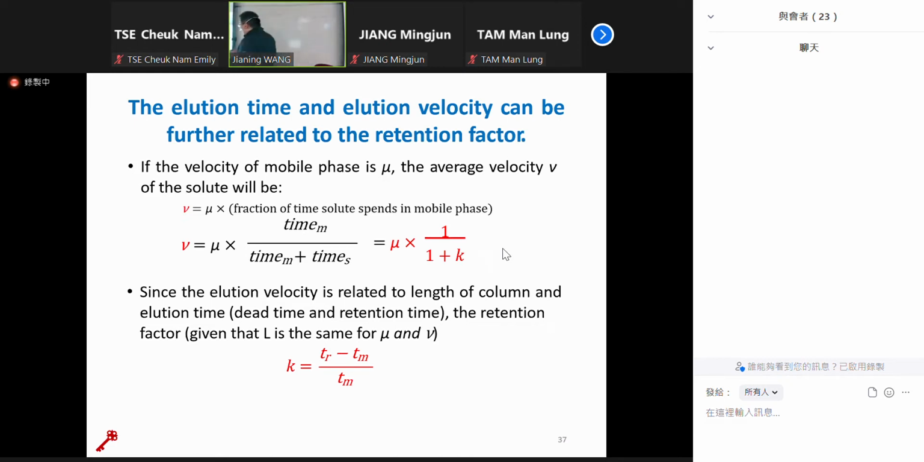So this is good enough. We don't need to measure the capital K. For a certain column and a certain analyte, that's a constant. So we can get this one, and we should know the capital K. And this one works better when you analyze the spectrum.